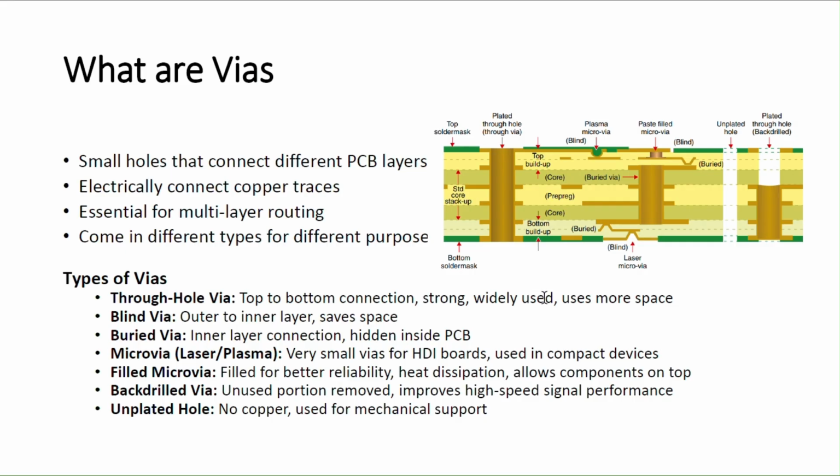The next one is the vias. Here you can see many vias. One is this plated through hole via, and you have some plasma microvia, the paste filled vias. These are the blind vias, some buried vias, and some plated through hole back drilled and unplated holes. Here also you can see some blind via. So what are these vias? Vias are the small holes that connect different PCB layers.